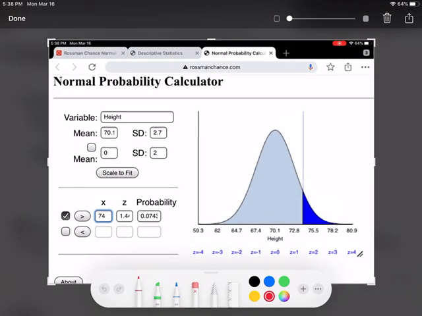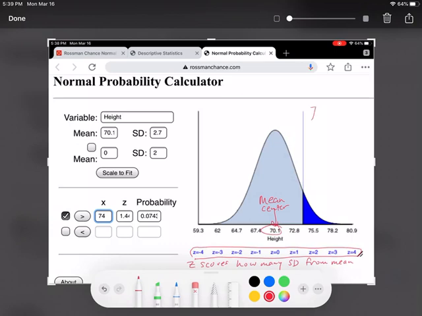Okay, I'm going to screenshot this so I can draw on it. So again, it's giving me the z-scores. You can see the z-scores down here at the bottom. The z-scores again are how many standard deviations from the mean. The mean is the center, and the mean height of men was 70.1 inches.